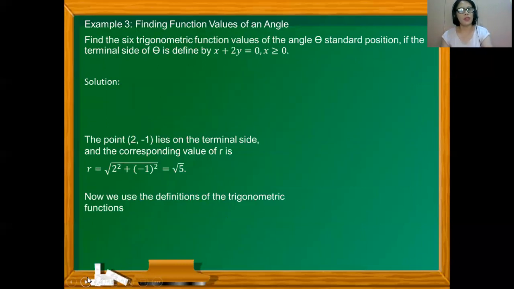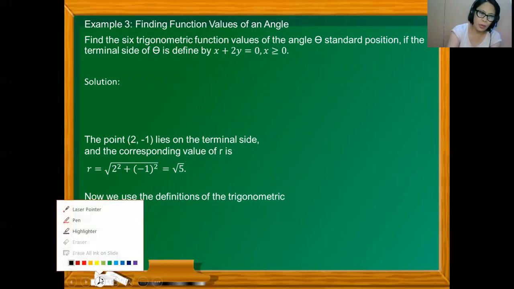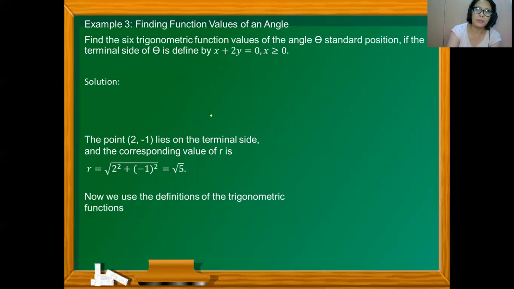So, in number 3, finding the function values of an angle. Find the 6 trigonometric function values of the angle theta in standard position if the terminal side of angle theta is defined by an equation. No points were given, but we're given an equation of the terminal side.